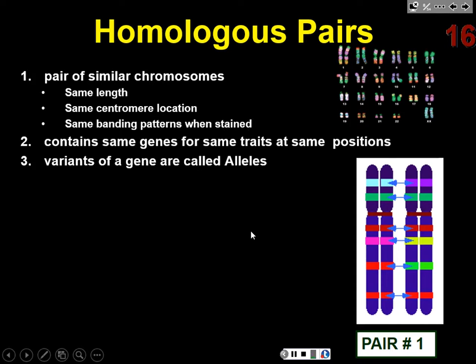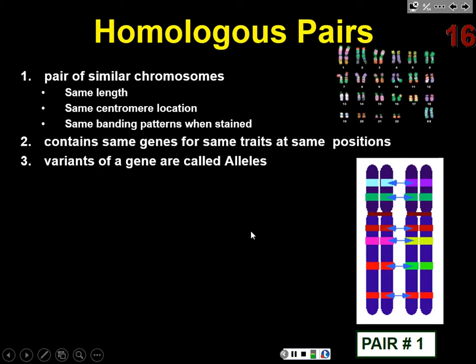The variants of genes are called alleles. So mom's information would be an allele for blue eyes. Dad's information would be an allele for brown eyes. So the gene is eye color. The form that gene could take, blue eyes, brown eyes, etc., is called an allele.